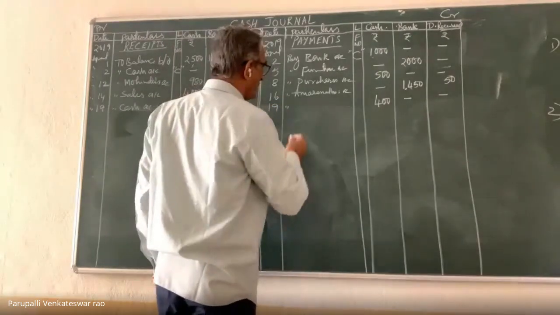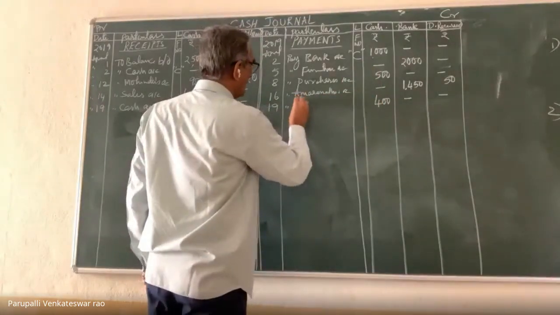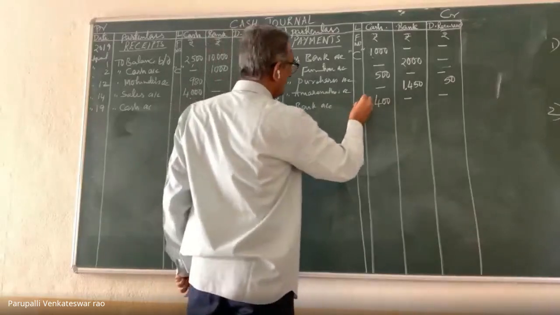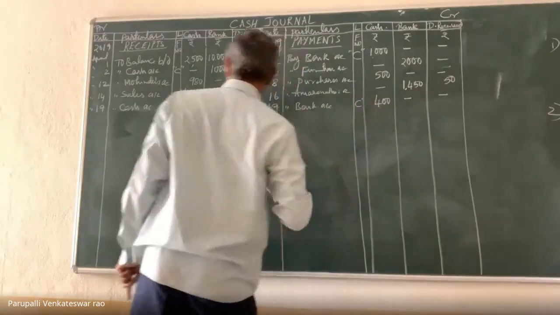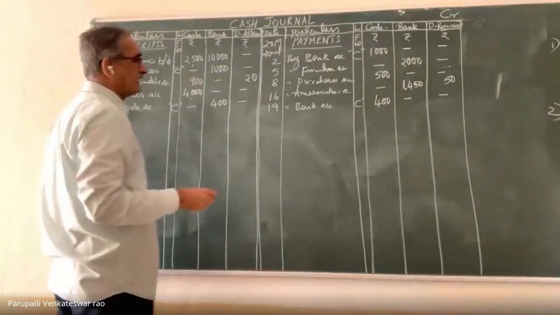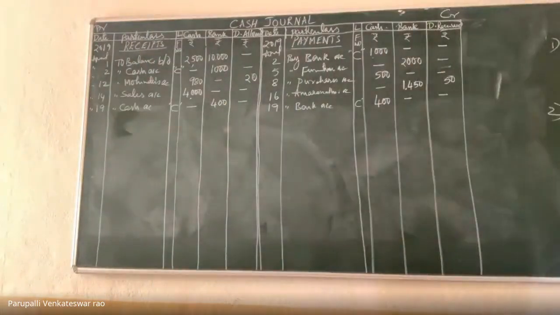First record the amount. When it is in the cash column, it is by bank account. Bank account. You write the letter C in the ledger folio column. C indicates contra. It appears on both the sides of the cash book. This 400 figure appears on both the sides of the cash book.